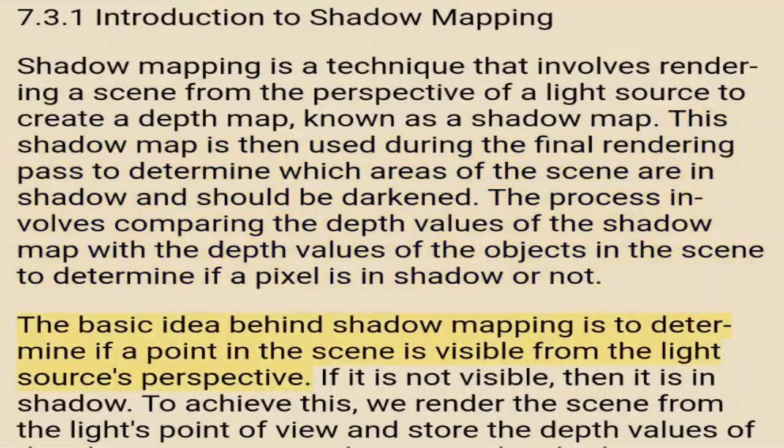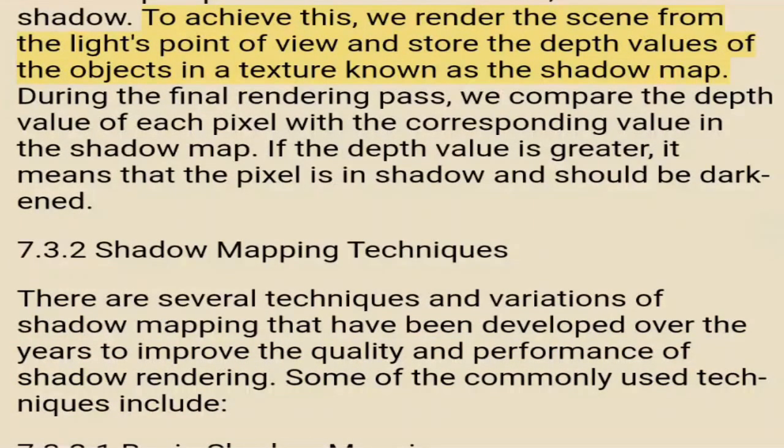The basic idea behind shadow mapping is to determine if a point in the scene is visible from the light source's perspective. If it is not visible, then it is in shadow. To achieve this, we render the scene from the light's point of view and store the depth values of the objects in a texture known as the shadow map. During the final rendering pass, we compare the depth value of each pixel with the corresponding value in the shadow map.